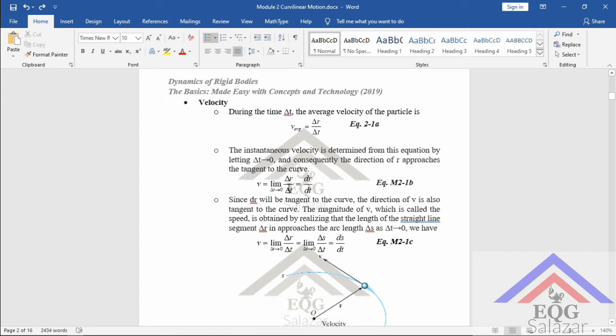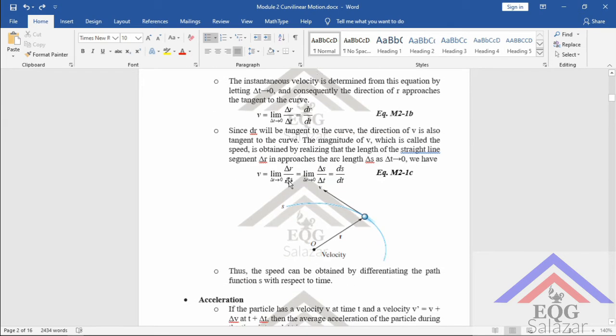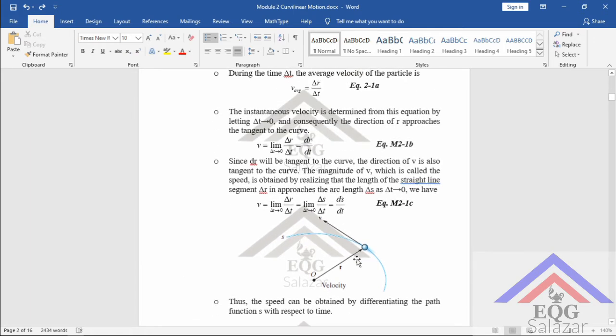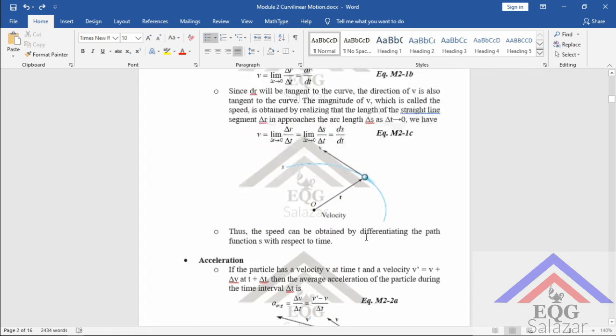Instantaneous velocity, the same thing as module 1. Also, velocity is always tangent. The velocity vector is always tangent to the path.